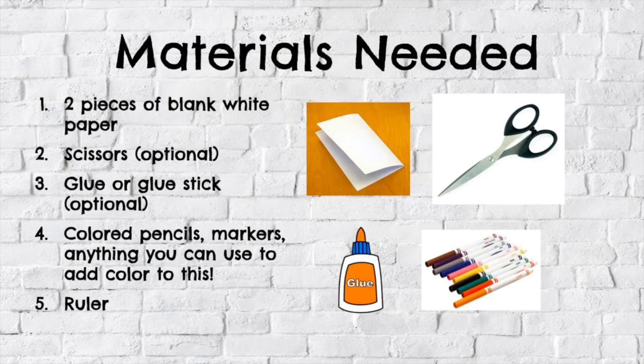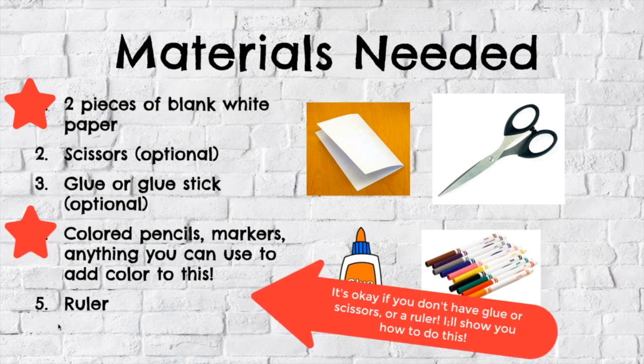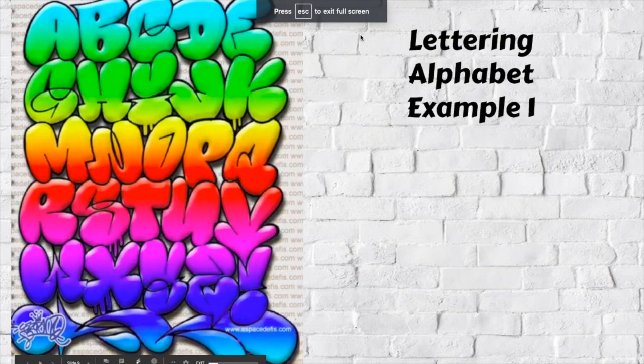You have two choices when it comes to making this project. The first is if you would like to do this method, you'll need 2 pieces of paper, scissors, glue, colored pencils, and a ruler. If you're missing a few of these materials, let's say you just have paper and a pencil, I'm going to walk you through how to do this project if you don't have scissors or glue at home.